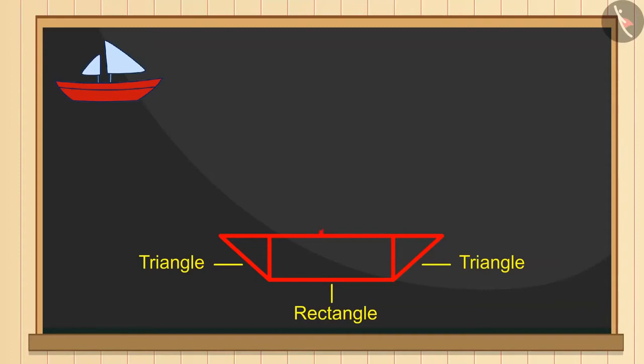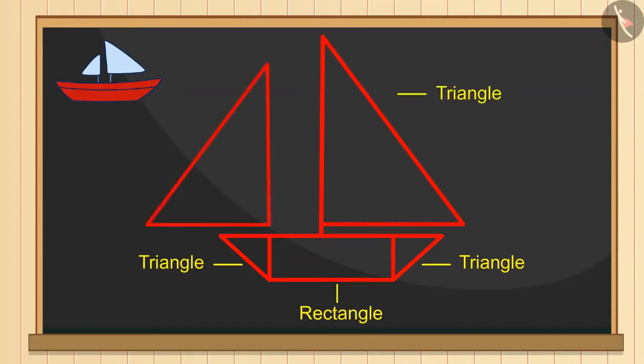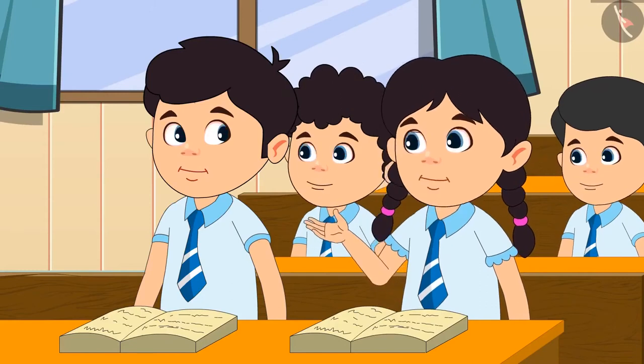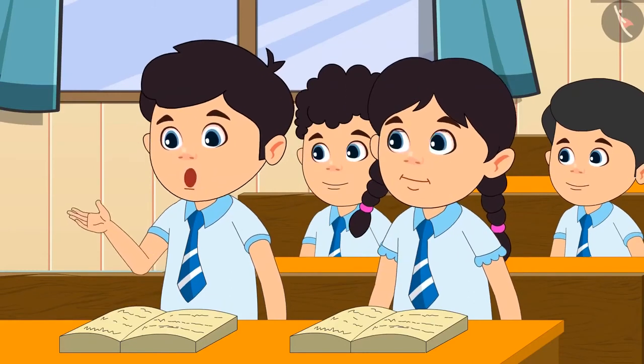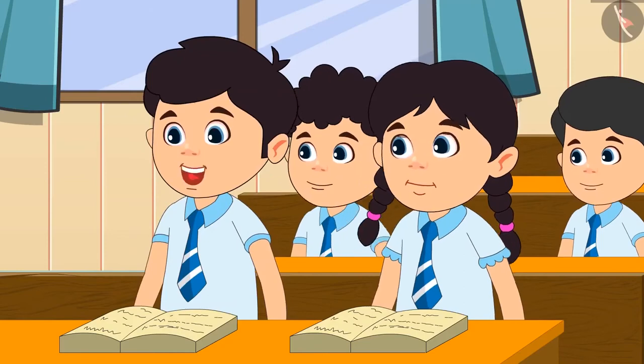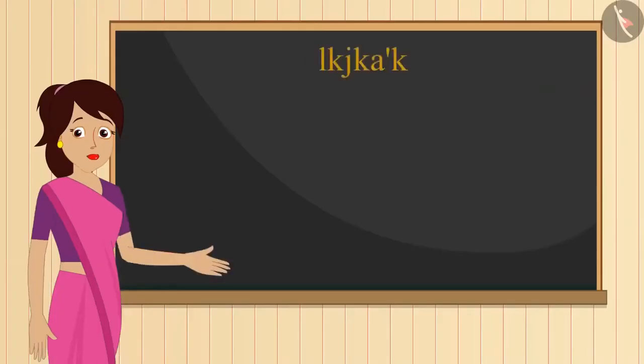Now we will draw a line to make its upper part, and will make a big triangle on its left side and a small triangle on its right side. How do you find my boat? Oh wow, the boat is made by just using the shape of rectangle and triangle.